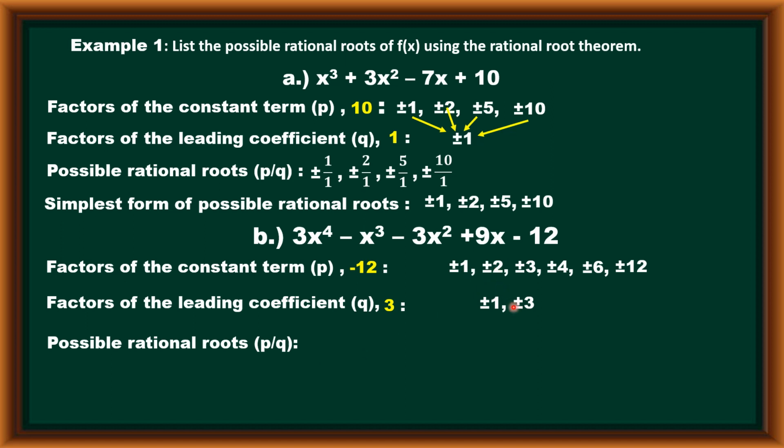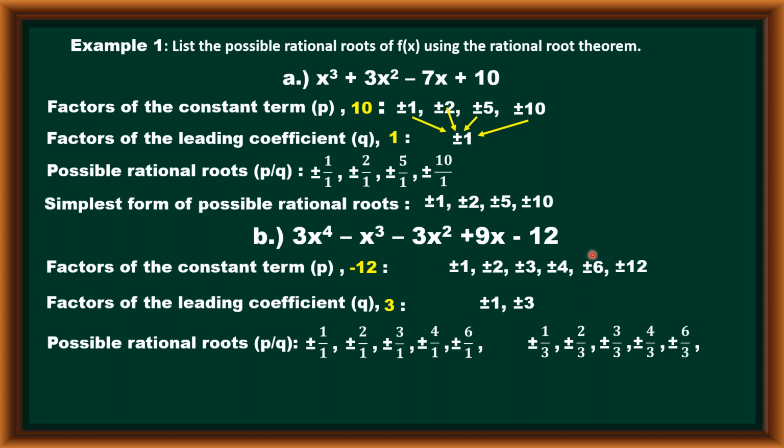Isa-isahin lang natin i-divide yung P sa Q. So, we have 1 over 1. Ayan. 1. Tapos 1 naman, over naman kay 3. 1/3. Tapos ito naman, 2 over 1. Tapos si 2 pa rin, over kay 3. Ayan. Tapos si 3 naman, 3 over 1. And then 3 over 3. And then si 4 naman, over 1. 4 over 3. 6 over 1. 6 over 3. Ganun lang pala yun. And then we have 12 over 1. And then 12 over 3. Ayan. Ito na yung mga possible rational roots.